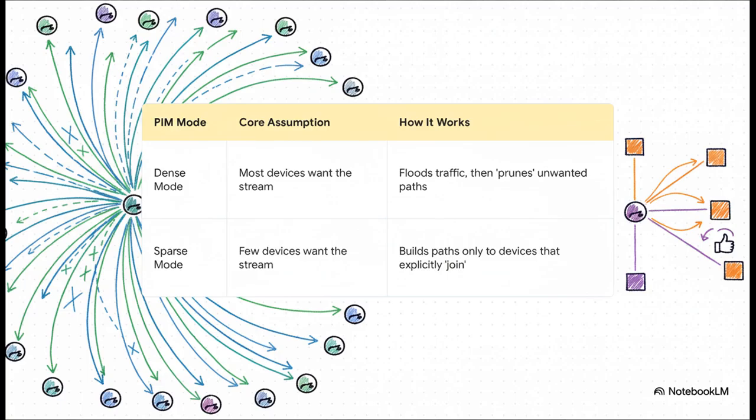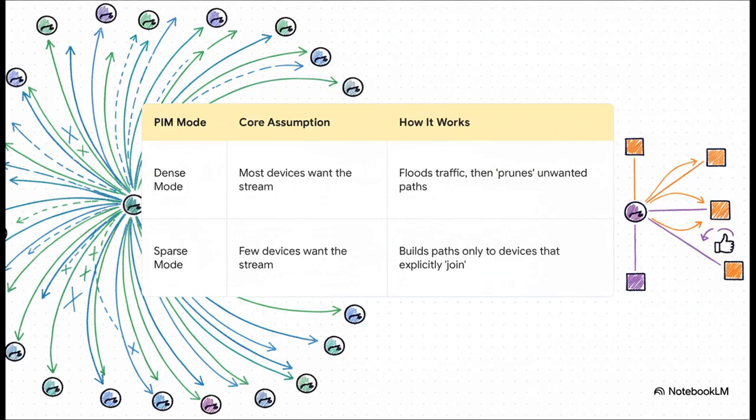PIM actually has two main flavors. The first is dense mode. It works on the assumption that pretty much everybody on the network wants the stream. So it just floods the traffic everywhere and then cuts back, or prunes, the paths where nobody is listening. As you can probably guess, that's not very efficient.